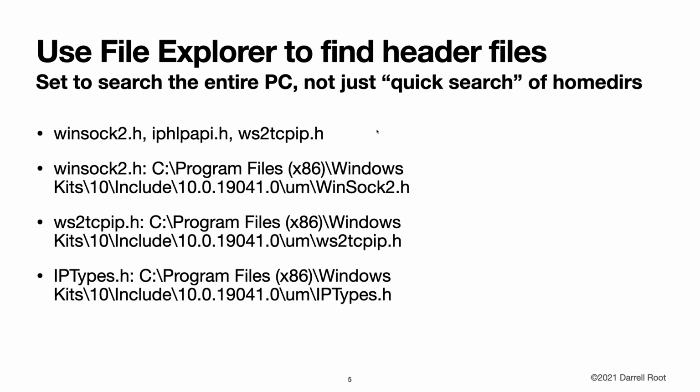It's also helpful to find header files on your operating system. So, for example, there's the winsock2.h, iphlpapi.h, and ws2tcpip.h header files that are included with some of your programs. You can use File Explorer to find those header files, and then you can browse through them, and that's useful. But when you're using File Explorer, by default, it just does a quick search of your home directories. Make sure to set it to search the entire PC, and then you can easily find the header files in the installation directories of your compiler.